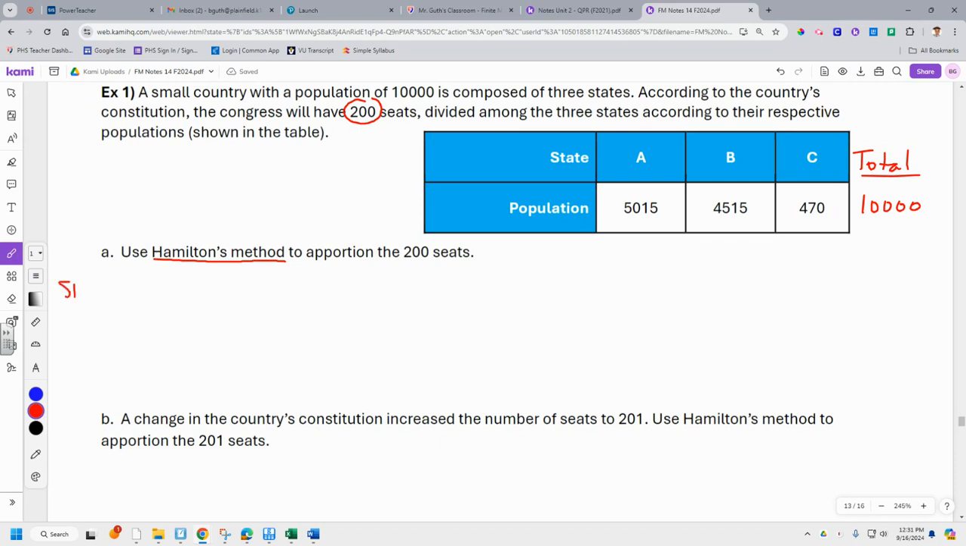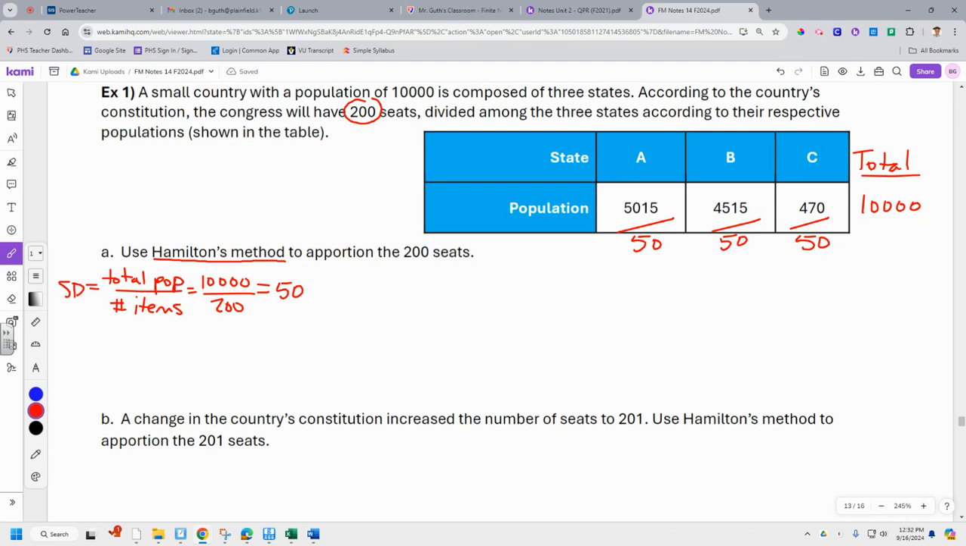So Hamilton's method, we need the standard divisor. Remember, that's the total population divided by the number of items. In this example, that total population is 10,000, and the number of items was the 200 seats. 10,000 divided by 200 is 50. And so that's like 50 people per seat, or 1 seat for 50 people, I guess. So we're trying to apportion this. We're going to use the standard divisor for Hamilton's method and divide by 50.